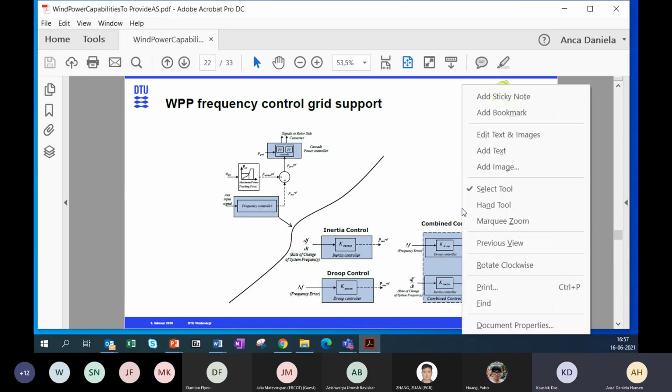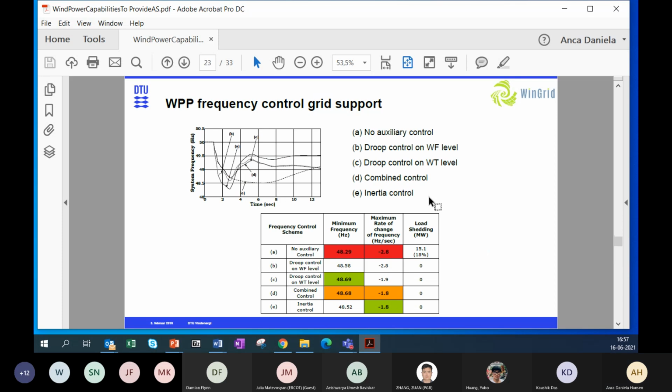And this is an example of how it looks when we have different things with respect to nadir and rate of change of frequency, and also depending on where you place the droop control, at the wind farm level or the wind turbine level. And of course, you can see quickly here that the combined control in this situation gives the best performance.